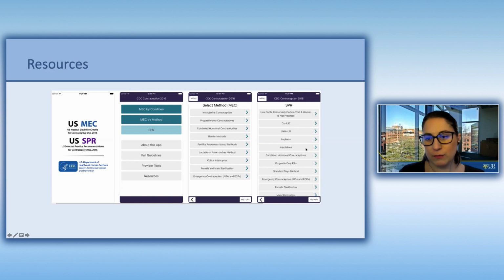Some of you may encounter, ooh, this person's last unprotected sex was like 2 days ago. Their last period was, I don't even know. Could this person be pregnant? This first selection up here tells you how to reasonably be certain that a woman is not pregnant. And again, all contraceptive counseling and potential provision needs to be taken with the alternative of pregnancy.